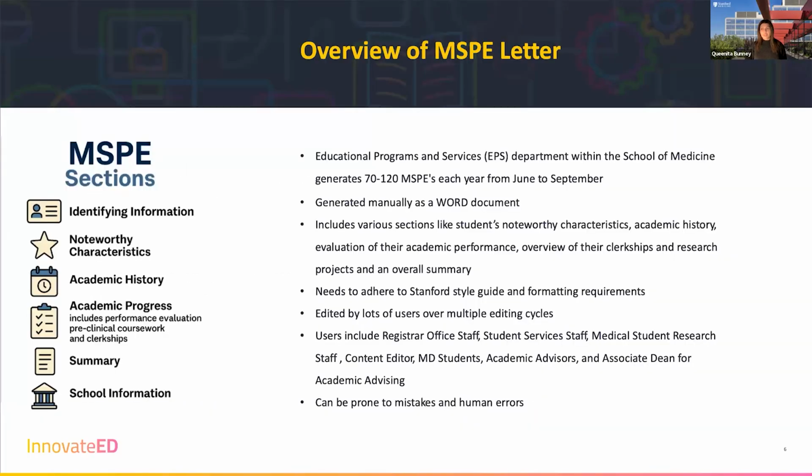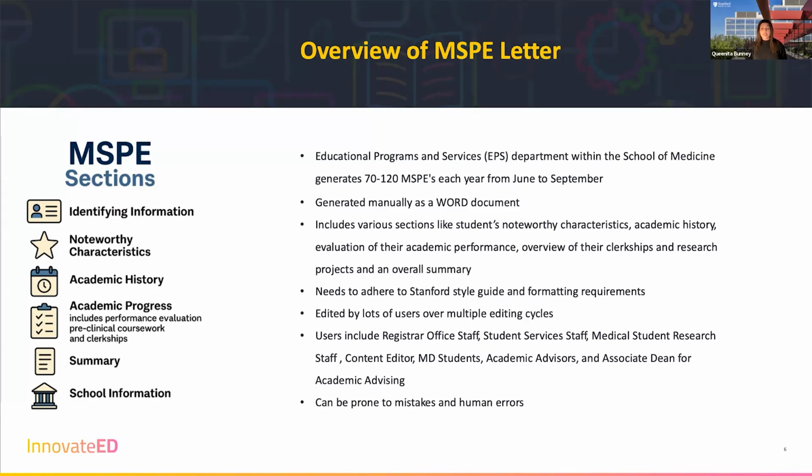A little bit of an overview of the MSPE letter. The EPS, or the Educational Programs and Services Department, here within the School of Medicine, generates around 90 plus MSPEs each year from June to September. They currently generate it as a Word document, and it includes various sections like the students' noteworthy characteristics, their academic history, evaluation of their academic performance, and overview of their clerkships and research projects. And also in the end, it has an overall summary section. This document needs to adhere to Stanford's style guide and also formatting requirements.